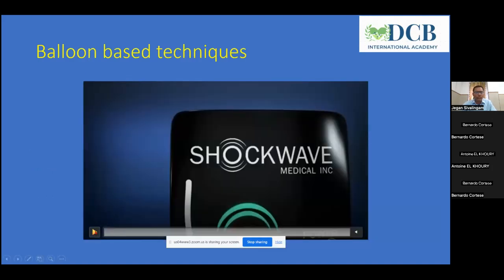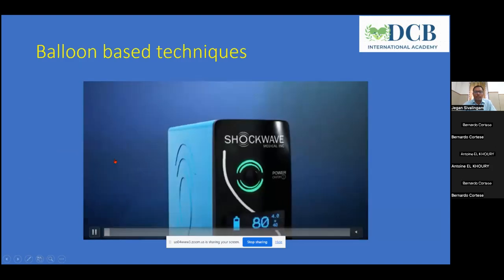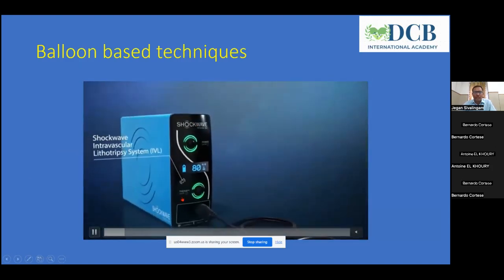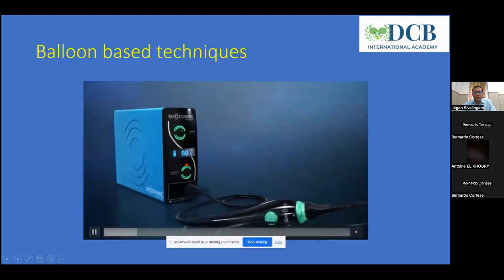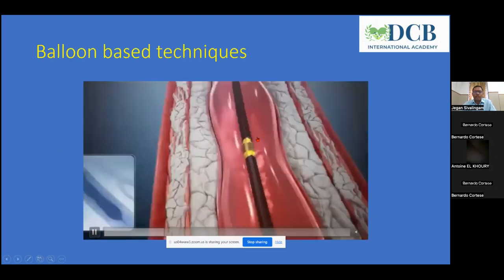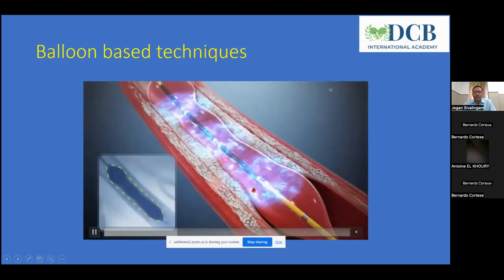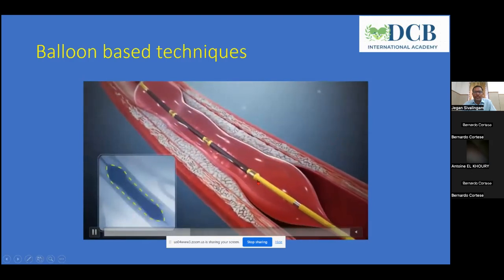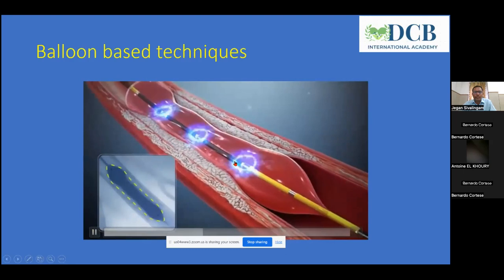So this video is just about the shock wave. This is the pulse generator. This is the console. Here 80 is the total number of pulses, but now it has become 120. We can see here they have shown 3 emitters, but the coronary balloon has only 2 emitters.